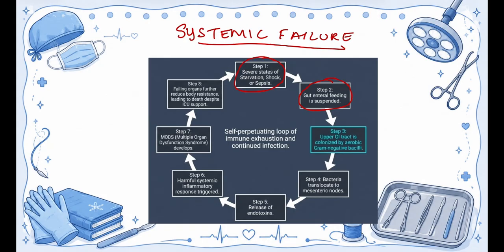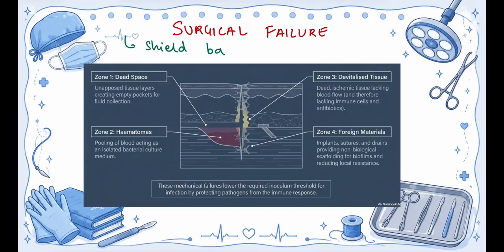The biological cascade of gut translocation happens rapidly. First, the upper gastrointestinal tract becomes abnormally colonized by aerobic gram-negative bacilli. Next, these bacteria translocate directly across the gut wall. They move into the mesenteric lymph nodes. From there, lethal endotoxins flood into the systemic circulation. This triggers a deeply harmful systemic inflammatory response. Ultimately, this leads to multiple organ dysfunction syndrome and fatal organ failure.